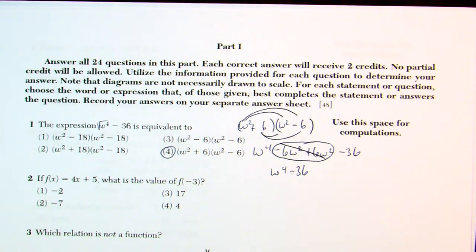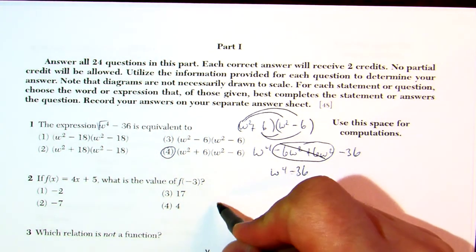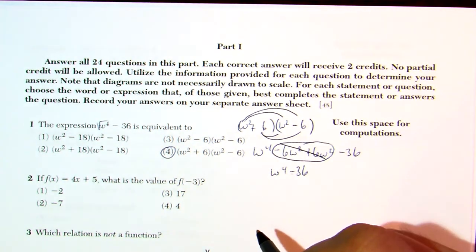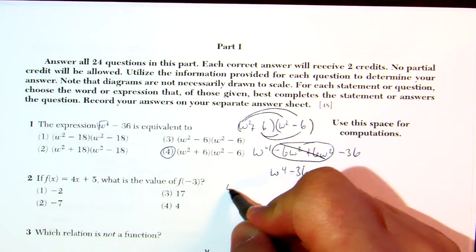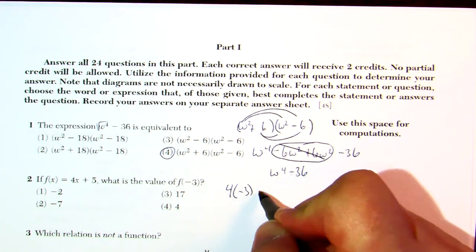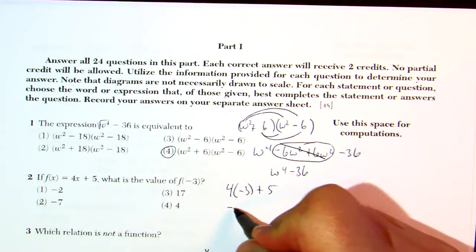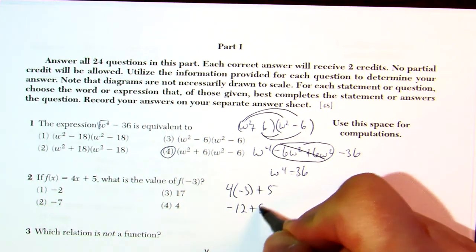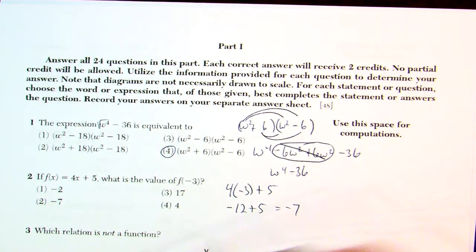Let's go ahead and do number 2. If f of x equals 4x plus 5, what is the value of f of negative 3? So we're going to plug in negative 3 for x. So we're going to have 4 times negative 3 plus 5. This is negative 12, and that's going to give you negative 7.